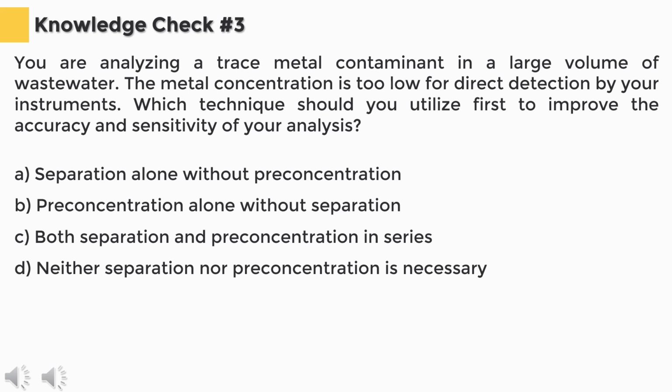The correct answer is C. Both separation and pre-concentration in series. By employing separation first, you isolate the metal from interfering compounds. Then, pre-concentration further boosts its concentration, making it readily detectable by your instruments. This combined approach significantly enhances the accuracy and sensitivity of your analyses compared to using either technique alone.